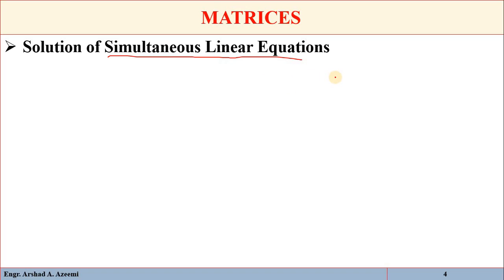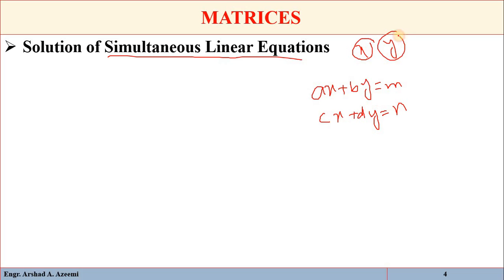For example, if we have a system of two linear equations in which we have two variables x and y, the general form will be ax plus by equal to m, and cx plus dy equal to n. This is the general form of a simultaneous linear equation, or system of two linear equations. Now we have to solve it. We have to find out the values of x and y. So by using matrices we have two methods. One is called the matrix inversion method.